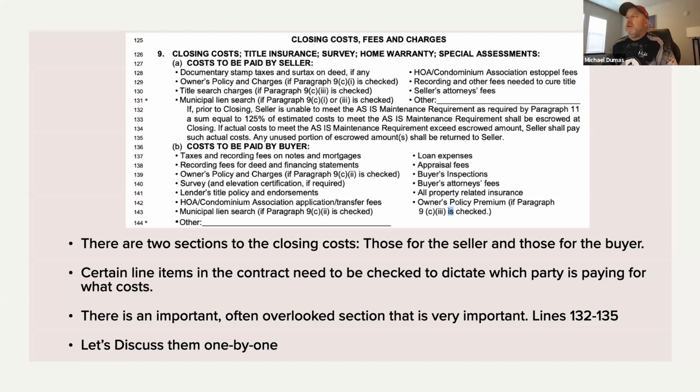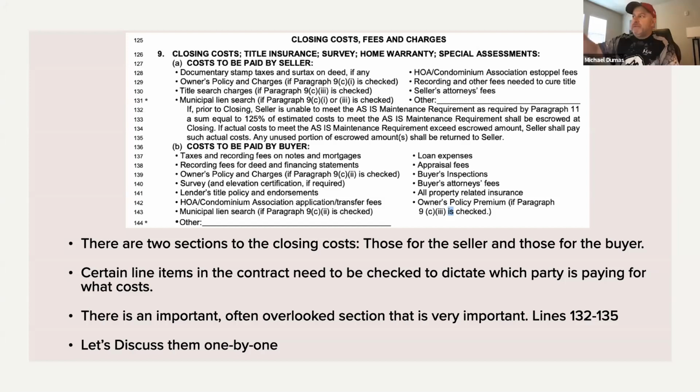If there are other items, then the cost will be paid by sellers. Some people will put, if the buyer is asking for closing cost concessions, you may find it in that section where it says seller to contribute 3% towards buyer's closing costs. They'll either put it there or they'll put it in section 20, but sometimes you'll find it there.